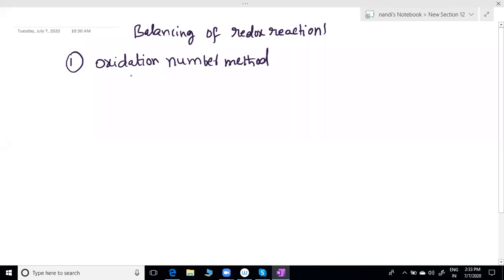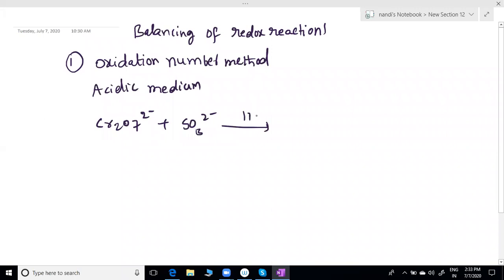In that case I am discussing acidic medium. So the reaction is Cr2O7 2 minus plus SO3 2 minus reacting with each other in the presence of acidic medium. H plus indicates acidic medium. Converted into Cr3 plus and SO4 2 minus.